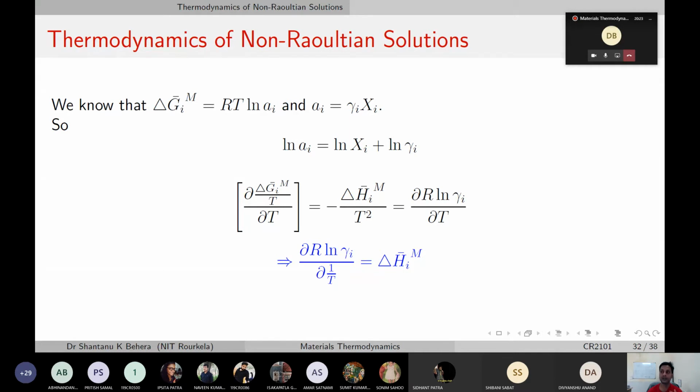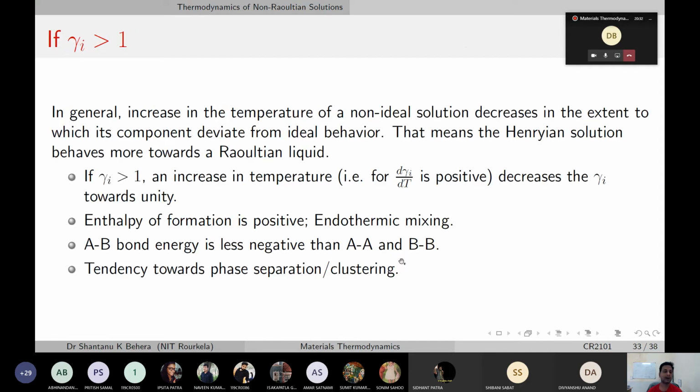Okay, and how these solutions would behave with the change in temperature, and how is it related to the enthalpy. Turns out, an increase in the temperature, no matter what kind of solution it is, makes the non-ideal solution behave like an ideal solution. If you increase the temperature, the extent or the degree of non-ideality actually decreases. That has been seen by experimental methods.